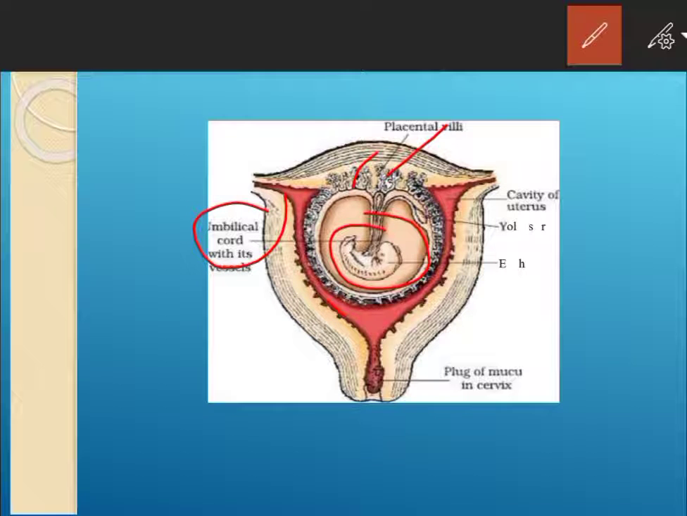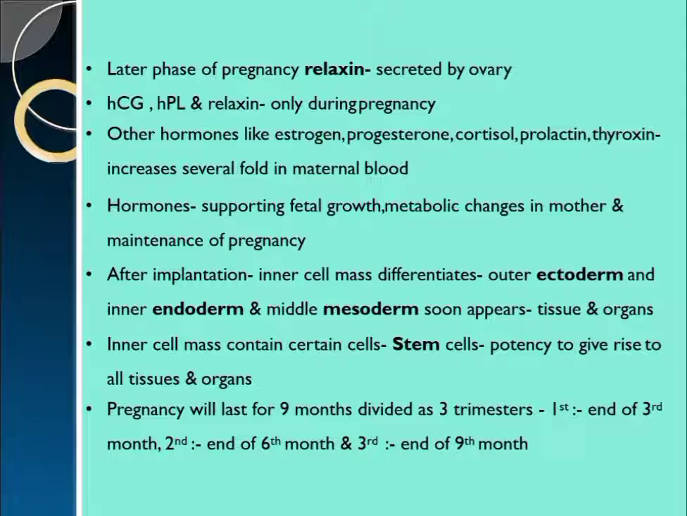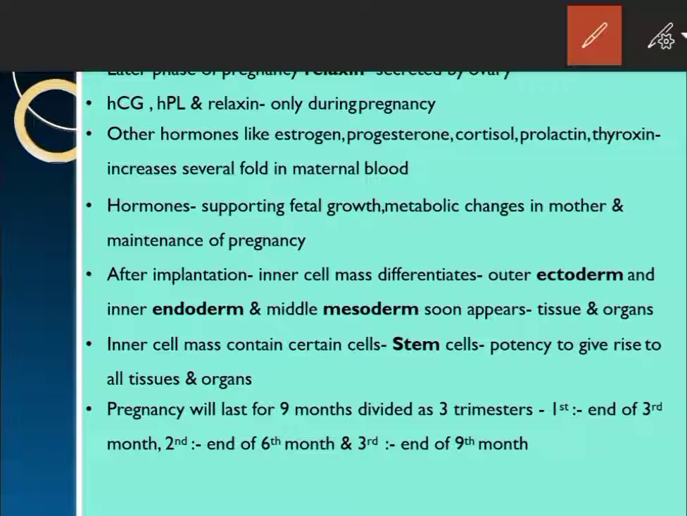The placenta is connected to the embryo through the umbilical cord, which helps in the transport of substances to and from the embryo. Clear? Then in the later phase of pregnancy, a hormone called relaxin is also secreted by the ovary. It is important to note here that HCG, that is human chorionic gonadotropin, HPL, human placental lactogen, and relaxin, these three hormones are produced only during pregnancy in the woman.